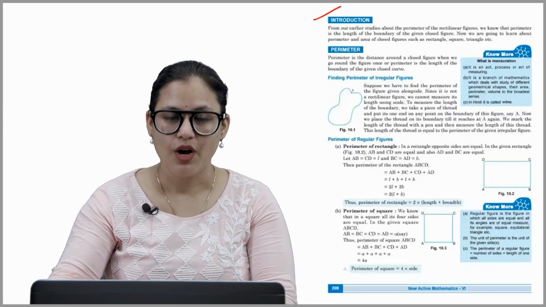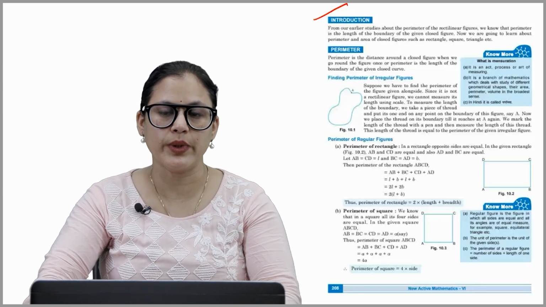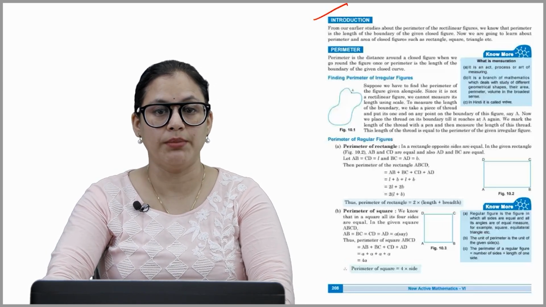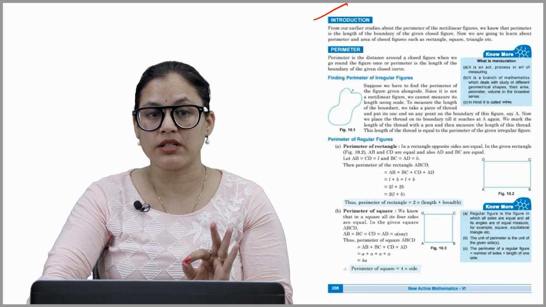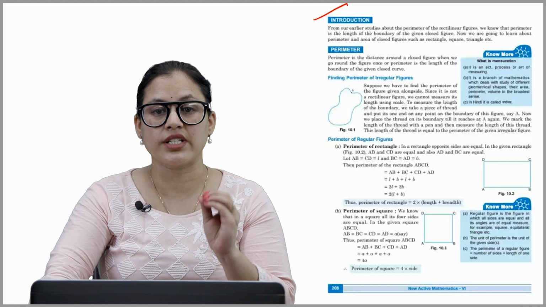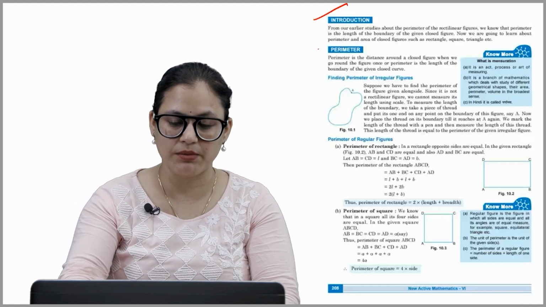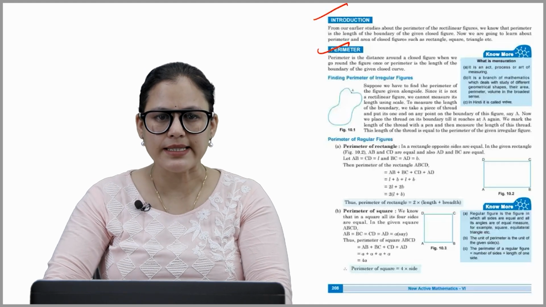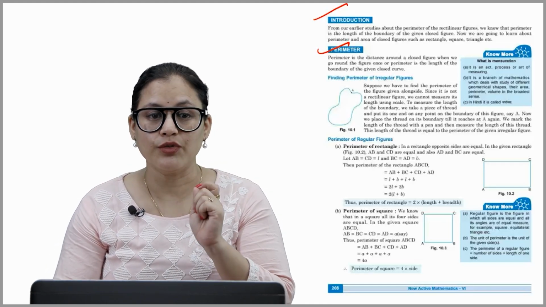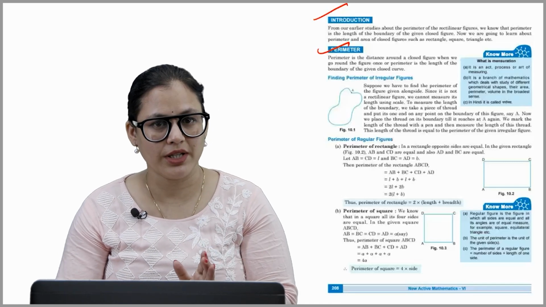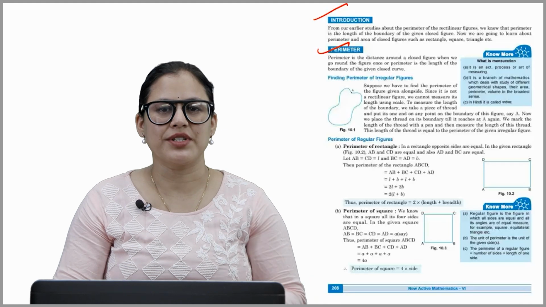Introduction. From our earlier studies about the perimeter of rectilinear figures, we know that perimeter is the length of the boundary of the given closed figure. Now we are going to learn about perimeter and area of closed figures such as a rectangle, square, triangle, etc. First we learn about perimeter. Perimeter is the distance around a closed figure. When we go round the figure once, the perimeter is the length of the boundary of the given closed curve. This we already know because we have studied perimeter in the previous class also.